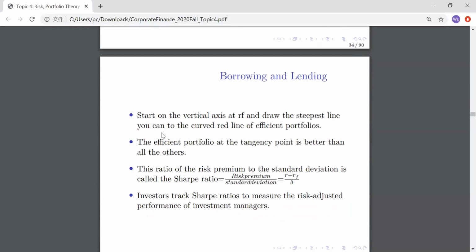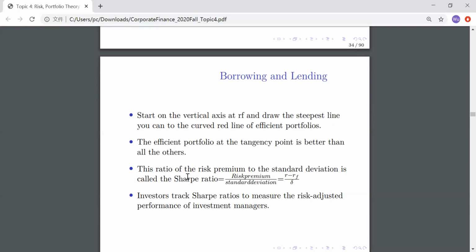Basically, the way we try to find the efficient portfolio is that we start on the vertical axis at RF and then draw the steepest line that you can to the curved red line of efficient portfolios, right? You find the tangent point as the efficient portfolio. And on this tangent point, we can calculate what we call the Sharpe ratio. This Sharpe ratio captures the trade-off between higher return and higher risk. So high return, high risk. So we need to balance between these two.